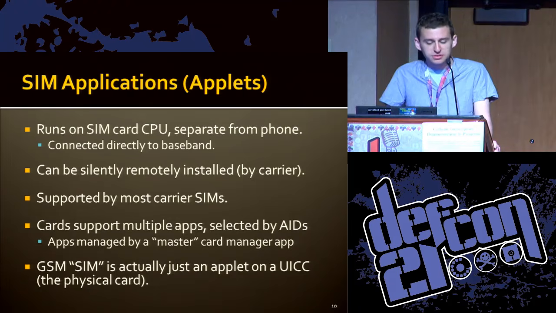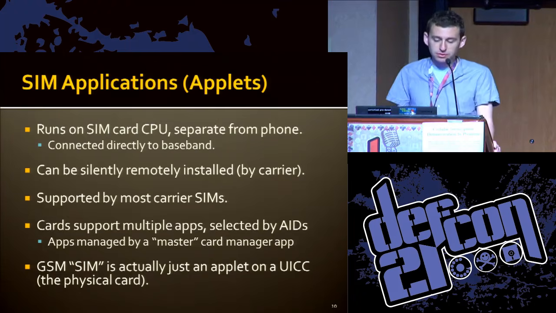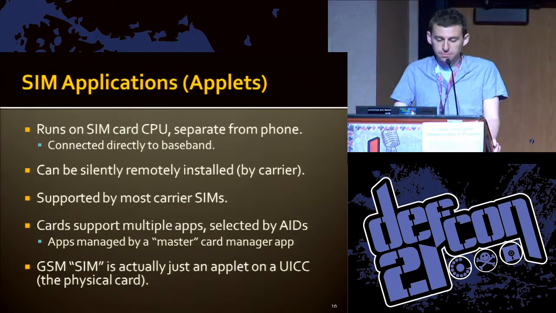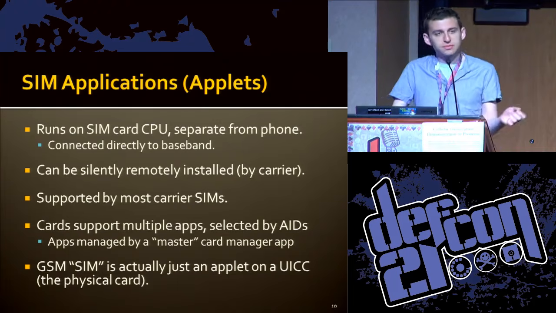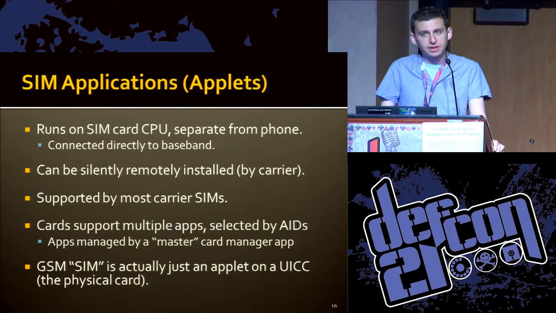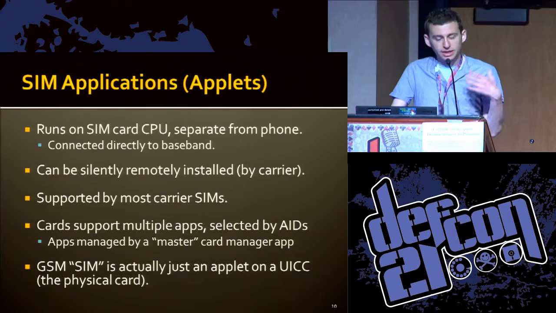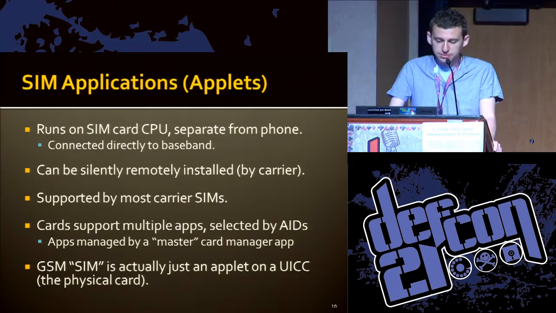So SIM applications are often called applets. They run on the SIM card CPU completely separate from the phone. In many cases, the phone doesn't even see what's going on. The SIM card has its direct connection to the baseband in many cases, again, without going through the phone's operating system. SIM applications can be remotely installed by the carrier, which we're going to cover a little bit later.